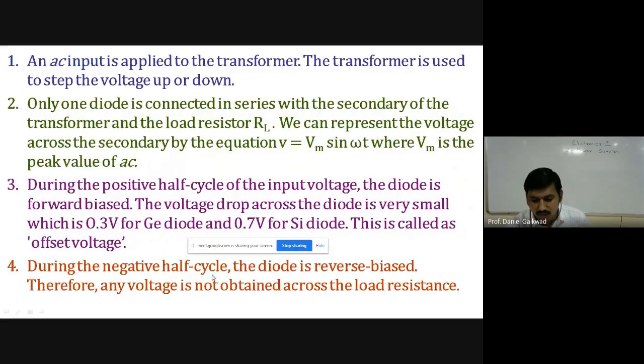We know that a diode in reverse bias doesn't conduct. Therefore no voltage is obtained across the load resistance. So only one cycle, the positive half cycle, passes through the diode, and for the negative half cycle the diode doesn't conduct. So this is the general working of the half wave rectifier.